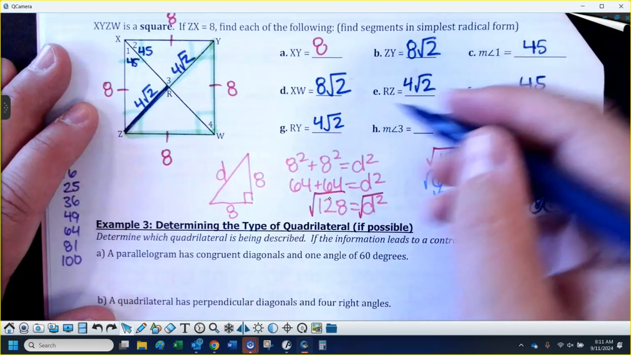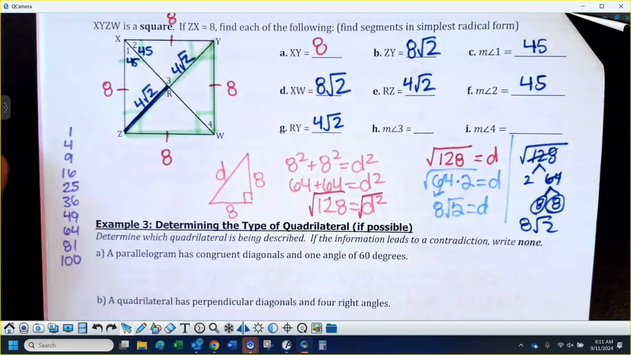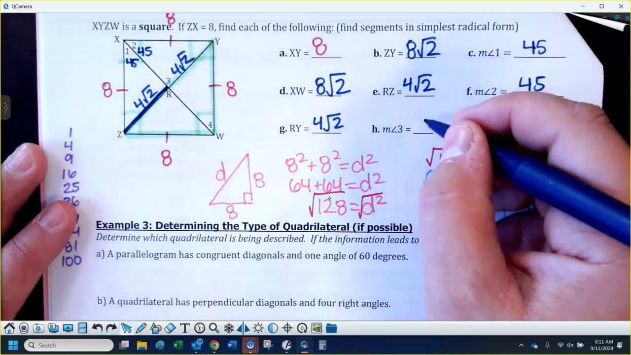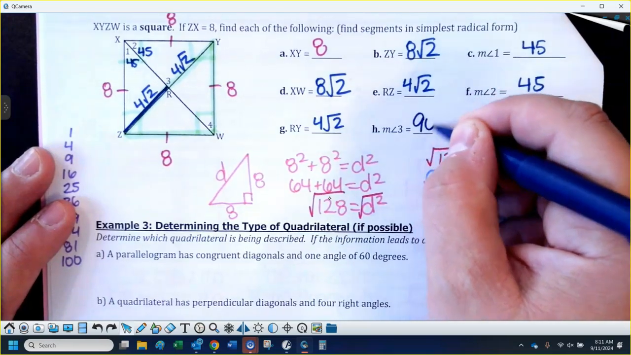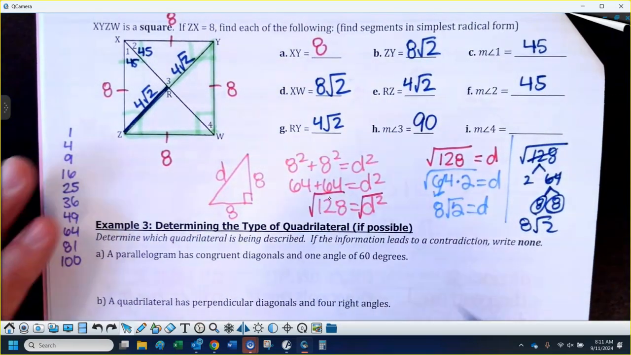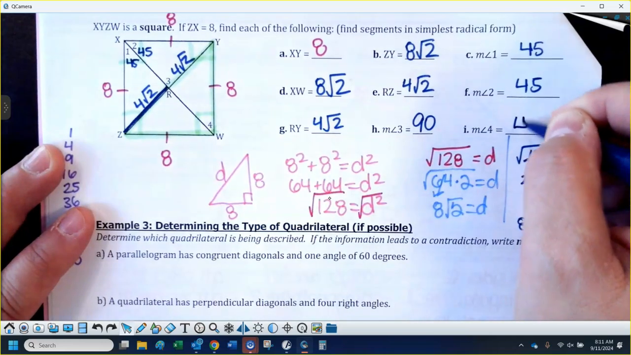Anybody know what angle 3 is? Kind of in the middle. I'm writing all over the diagram. What would you tell me for angle 3? 90. The diagonals are perpendicular to each other. And then angle 4 down here is just going to be another 45.